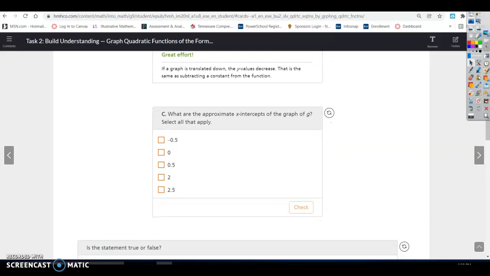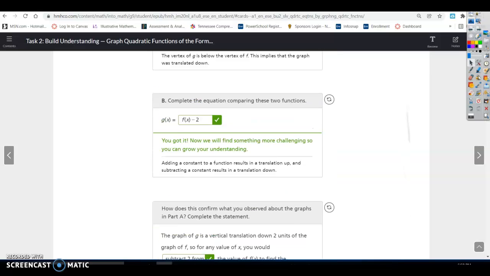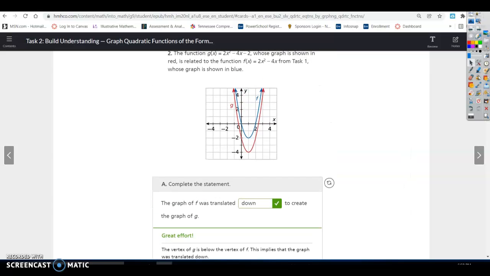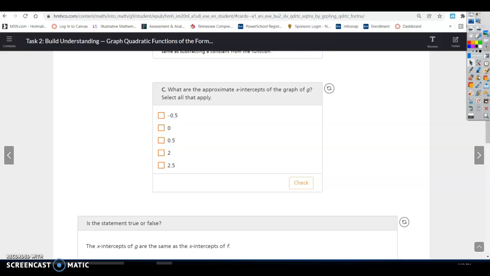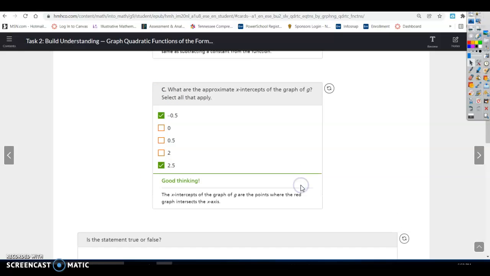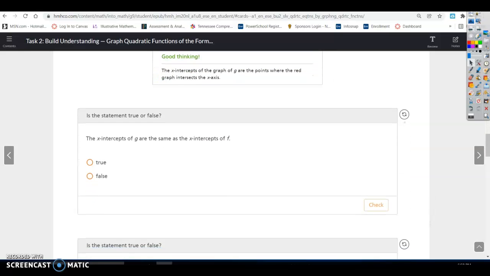All right, so it says, what are the appropriate x-intercepts for the graph of g? All right, remember g is the new function. It's in red. So if this is negative 1, it looks like about negative 1/2. And this looks like about, that's 2 and that's 3, so that's about 2.5. So negative 0.5 and 2.5. And again, you find those by locating where the graph crosses the x-axis.